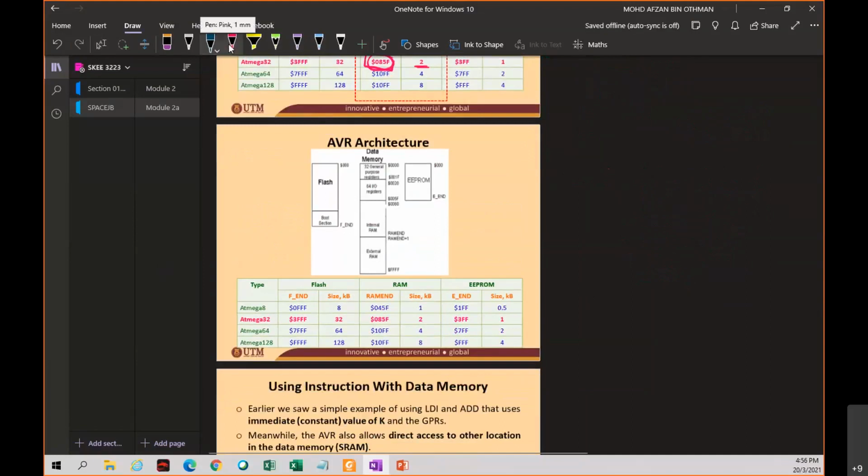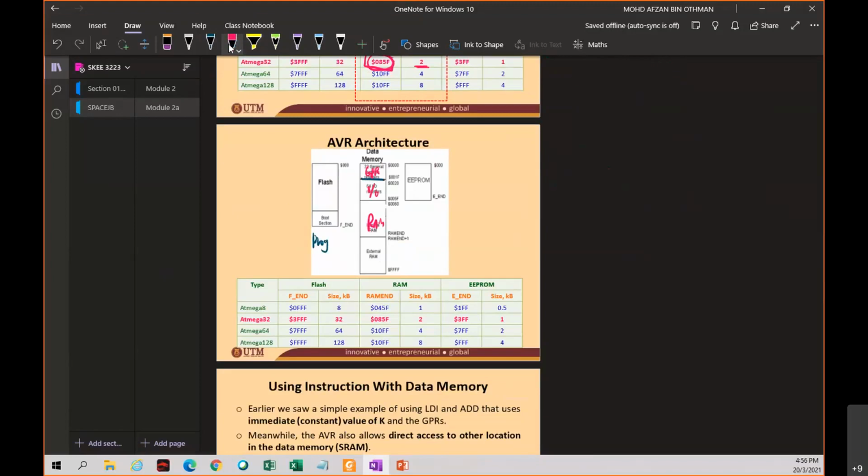Okay, so we have a program memory, then you have a data memory. Data memory can be divided into 3. You see GPR, okay, kamu ada 32 GPR, you have an I/O, and you have a RAM kat sini, and then followed by EEPROM. Okay, and then this what we call here, this address here, you can calculate by using the formula.